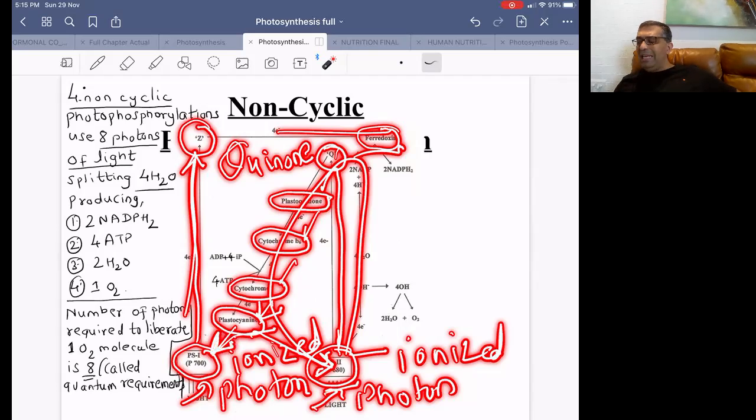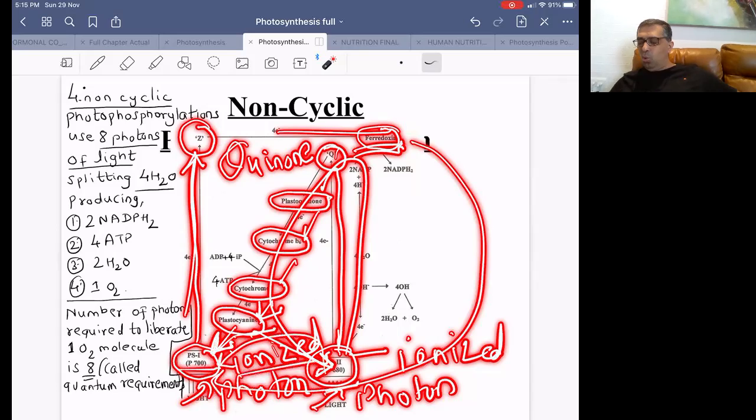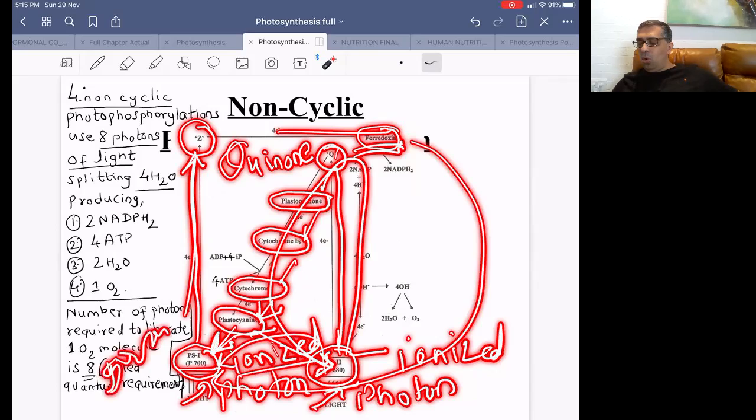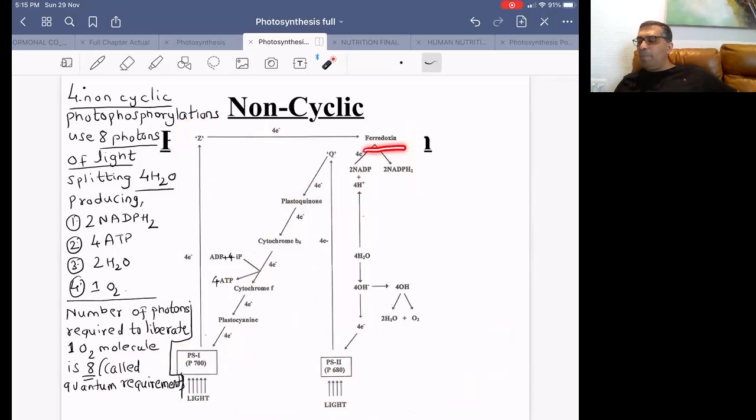And PS1 electron now is with ferridoxine. It cannot return back to PS1 because PS1 has already accepted electron of PS2 and come back from ionized state back to ground state. So, where will the electron go? From ferridoxine, the electron is accepted by NADP. And NADP accepts the electron and gets reduced to NADP minus.